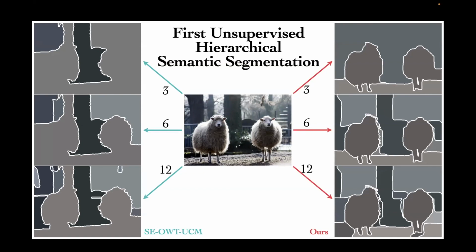At the 3 segment level, we already identified that these 2 sheep belong to the same category. And next we do the refinement, and you can see the sheep remain in one group and the backgrounds are divided further. And we can benchmark.